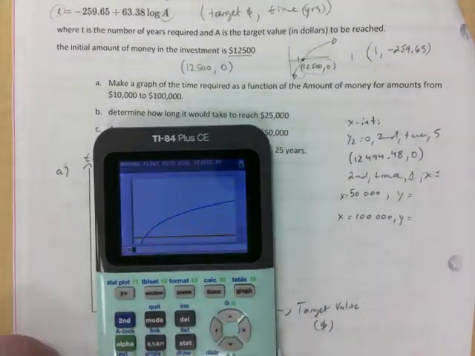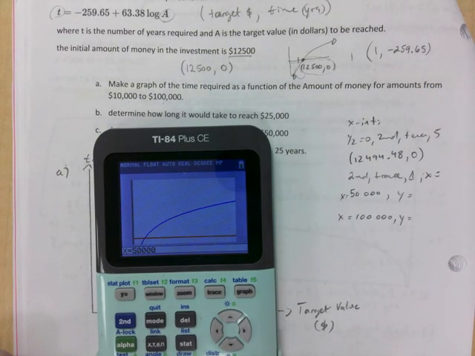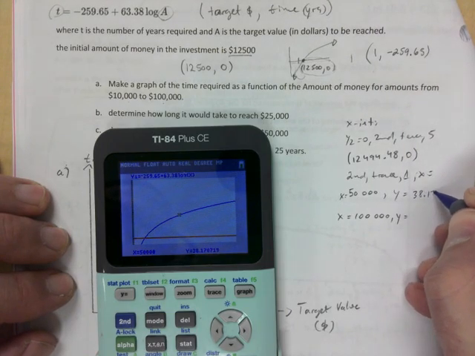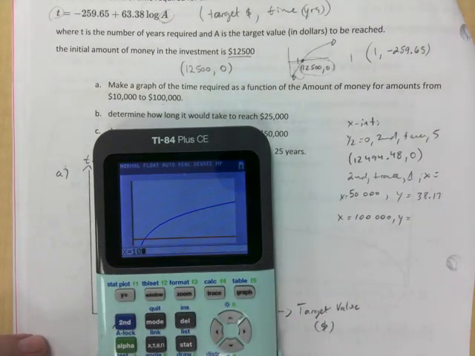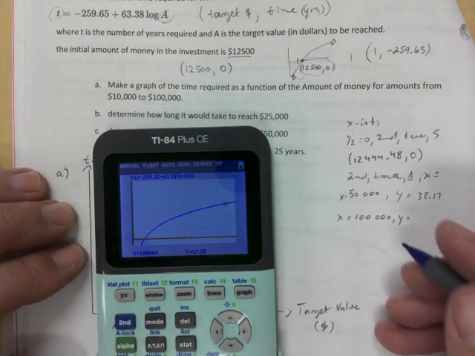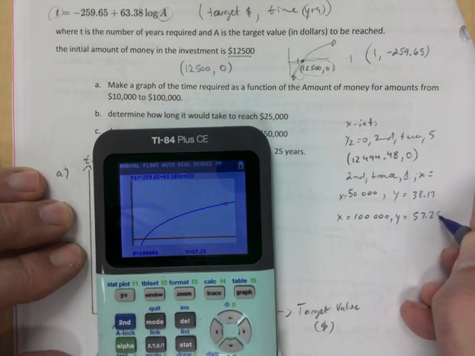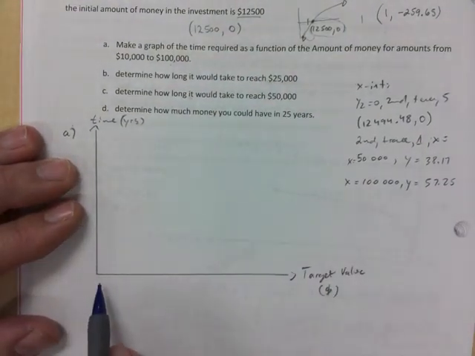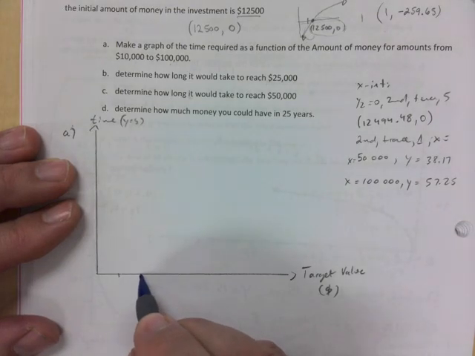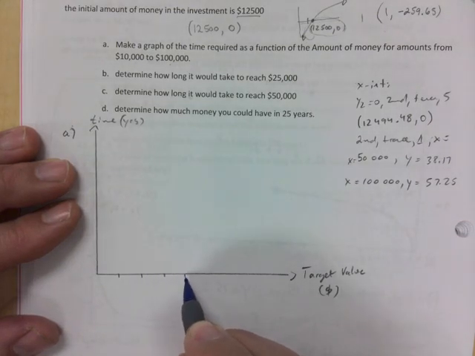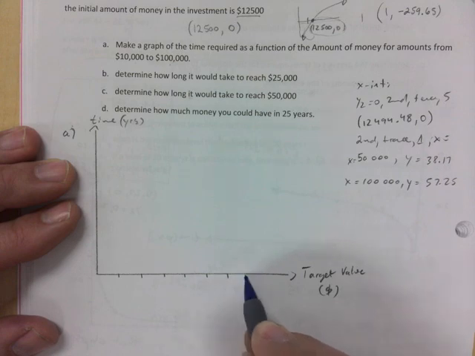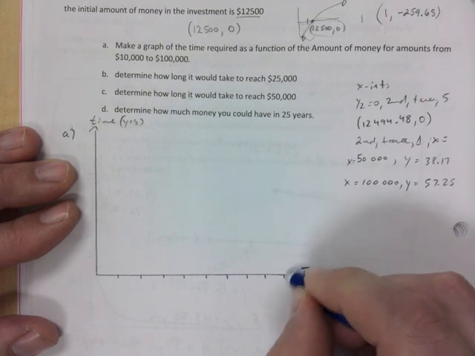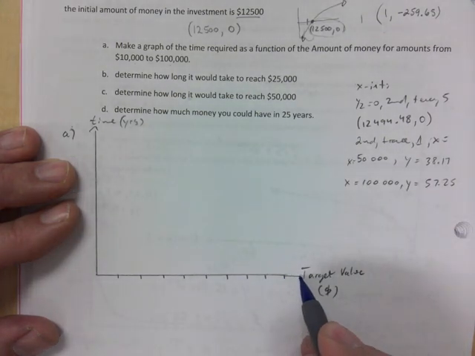So second trace 1, 50,000, and that gets us to 38.17. Second trace 1, try 100,000, that is 57.25, right? And so now we have more points, so that will help us. I need to go all the way to 100,000, so I'm going to go 10, 20, 30, 40, 50, 60, 70, 80, 90, and I'm in trouble. That's okay. We'll make it work.